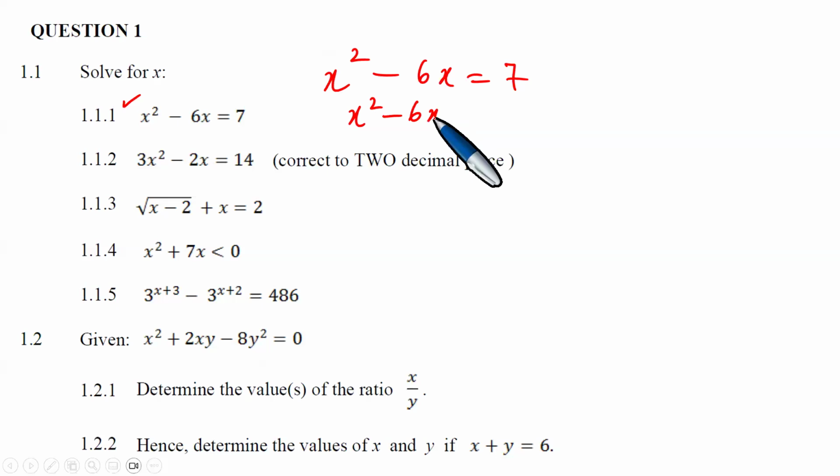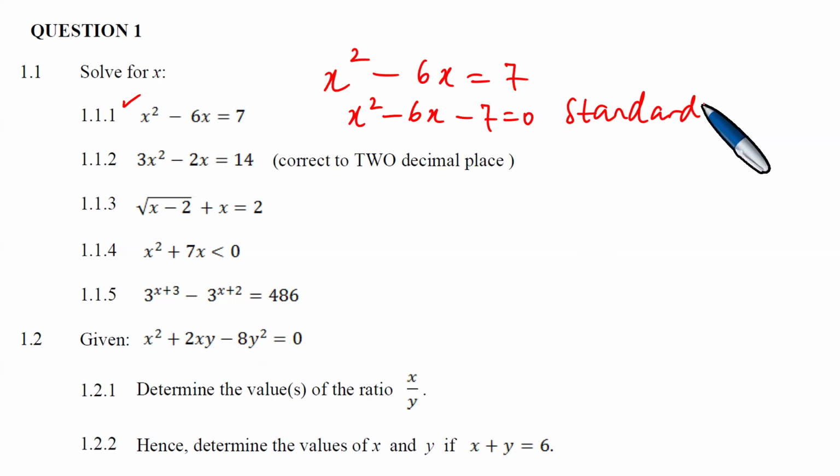So we write this quadratic equation in standard form, and this equals 0, and this is what we call the standard form of the quadratic. Next, what do we do now after it is written in standard form? Factorize. We factorize. What are the factors of this? How do we factorize this? What do we do to factorize this?